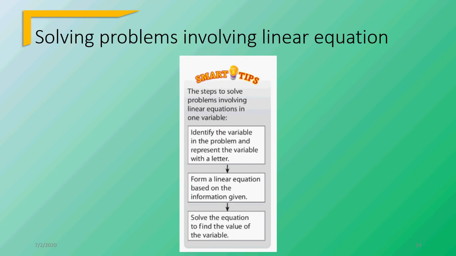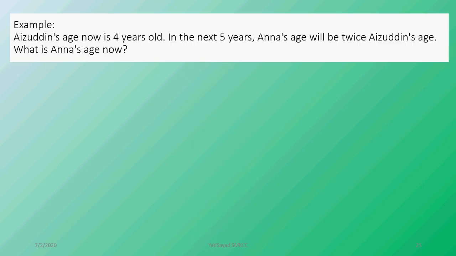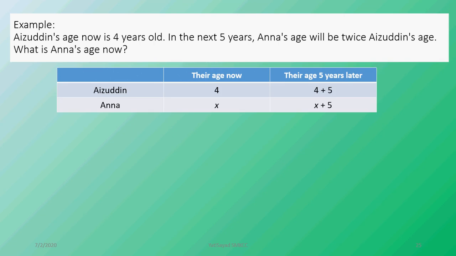So let's look at this example. Aizuddin's age now is 4 years old. In the next 5 years, Anna's age will be twice Aizuddin's age. What is Anna's age now? Okay, so from this situation, you can come out with this information. Their age now: for Aizuddin, he is 4, but Anna is the one that you are looking for. If it is the one that you are looking for, let it be X. Represent it with a letter. That is your unknown, that is your variable, and I choose X here.